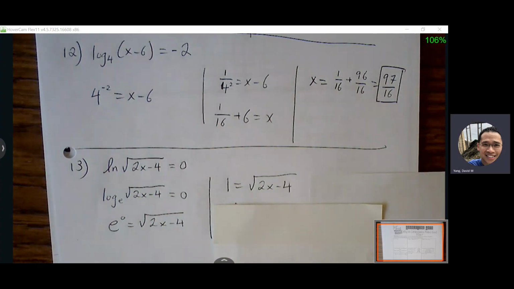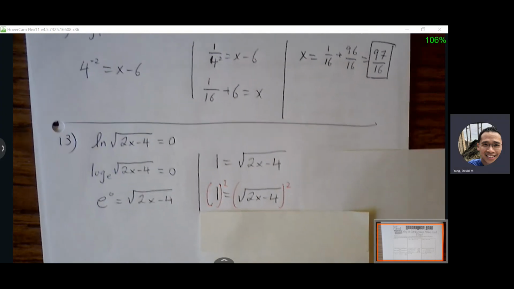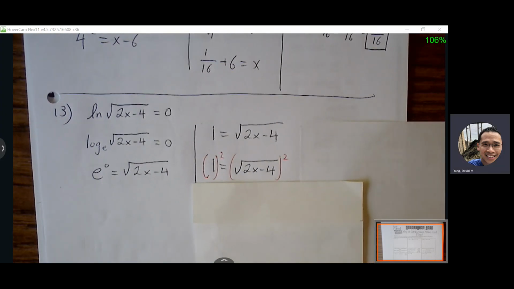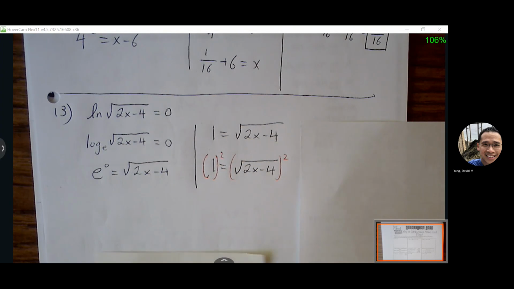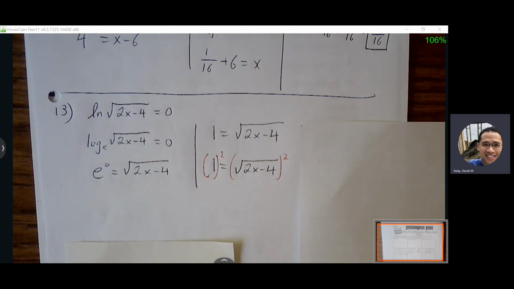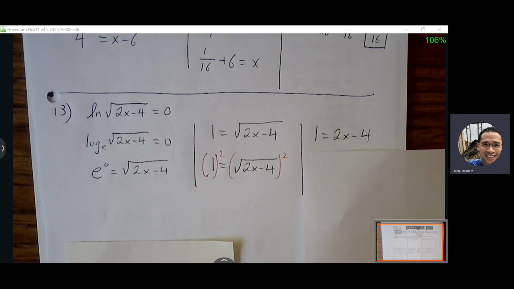What can I do to both sides to get rid of that square root quickly? Yeah, if I square both sides, anything I do to one side, I can do to the other side, and I can freely now work with an equation that has no square root if I just simply square both sides. 1 squared stays as 1, but the square root of 2x minus 4 is really what we want to change. Things have to be just 2x minus 4, add 4.